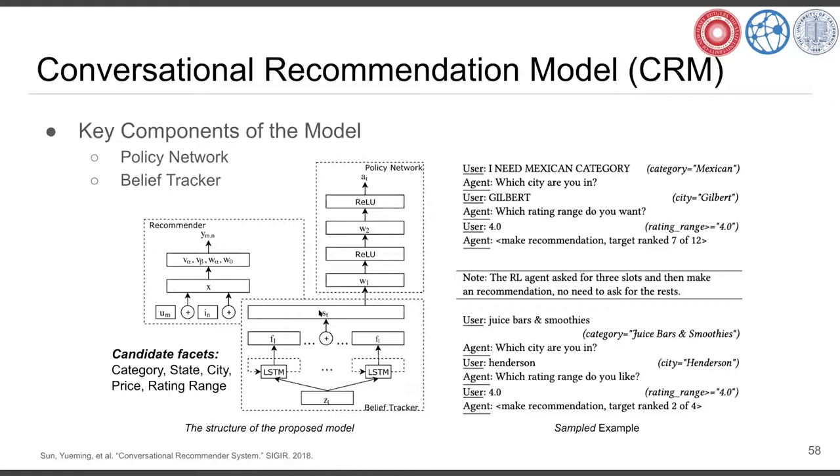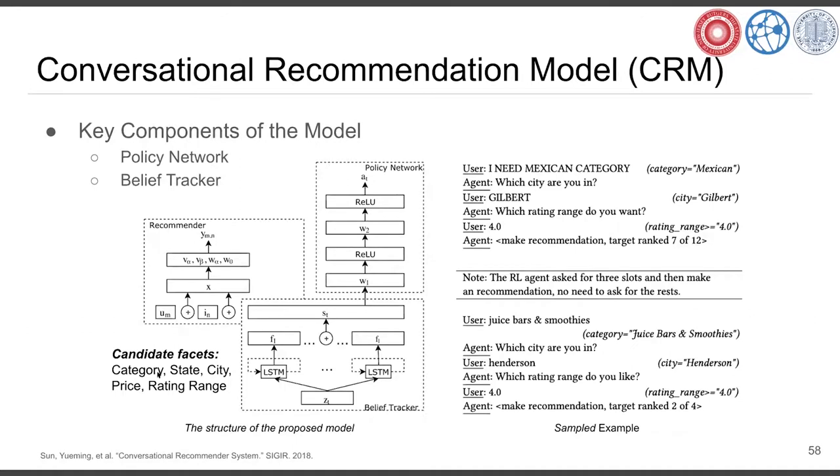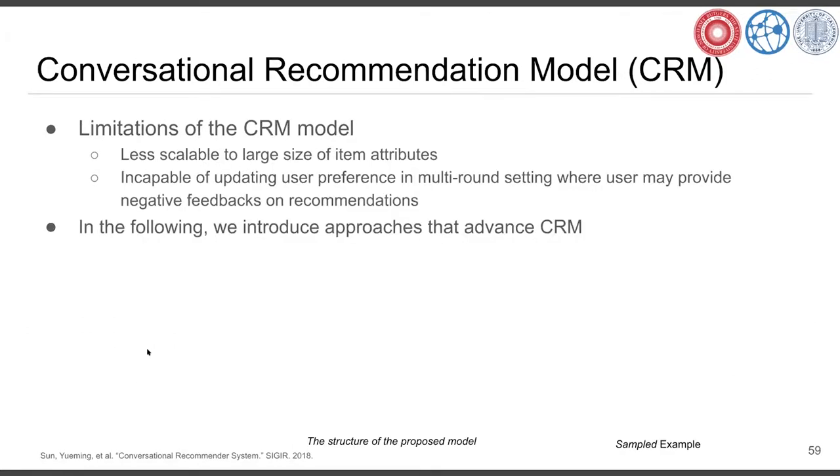And in these settings, there are a total of 5 candidate facets that could be asked to the users. So there could be some limitations of these models, because it would be less effective, especially if the number of query attributes is very large, since this only supports 5 candidate facets. And also, if all the 5 attributes have been asked by the agent, the user may still not be satisfied with the results, and this model has to make a one-time recommendation, which is not intuitive and flexible.